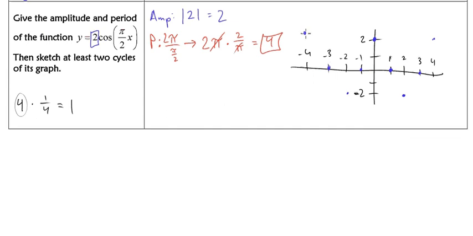Alrighty, so here's our sinusoid, or our sine wave. Got a little squirrely there at the end. But hopefully you can see, here's what our graph of y equals 2 times the cosine of pi halves times x, or pi over 2 times x. Hope that helps.